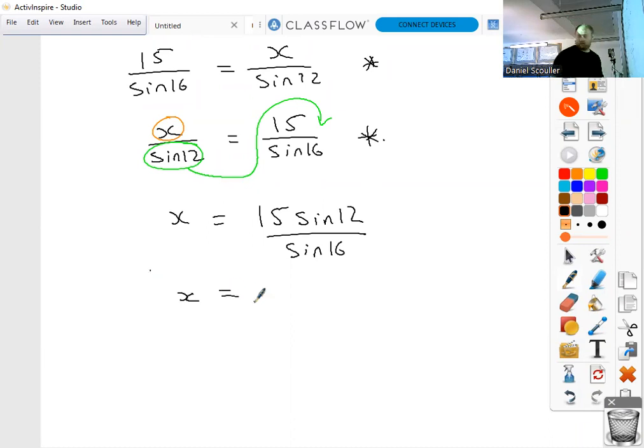So our missing side, 15 times sine 12 over sine 16. I'm getting 11.3. Let's do it to two decimal places and come back and see. 11.31 meters. All right.